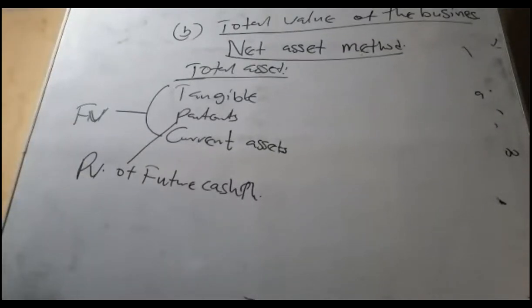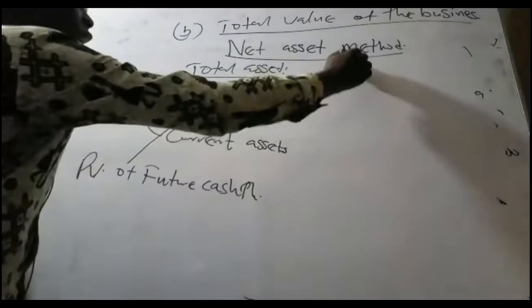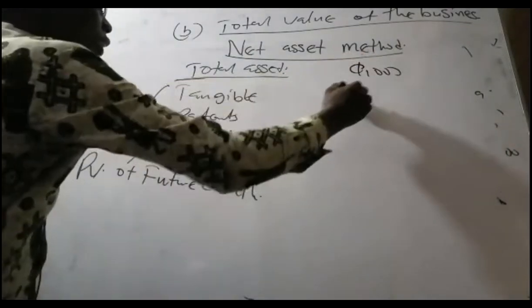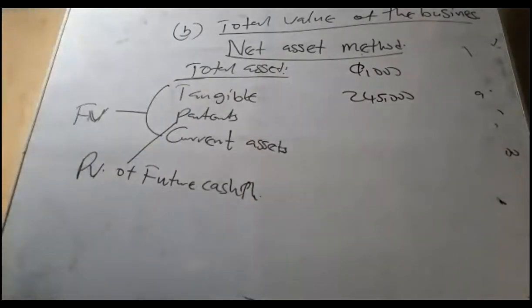So let's go and pick them. Pick the question. Let's go to note 1. You can see some there. Note 2. Fair value of the tangible asset is 245 million. So I'm going to put it down. Here, 3 zeros, don't forget. So 245,000. I'll move on to the next one. If they inform me, I'll do it. If they don't inform me, I'll leave it.